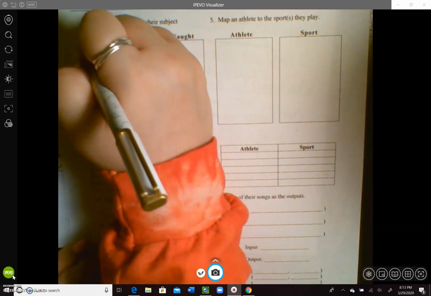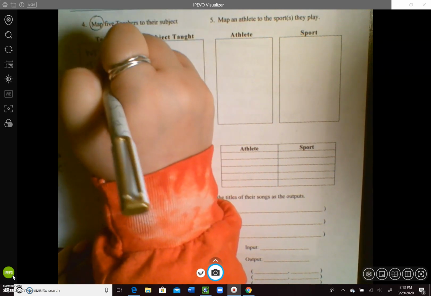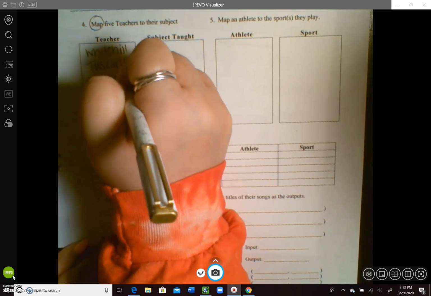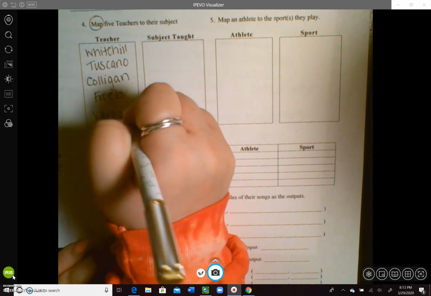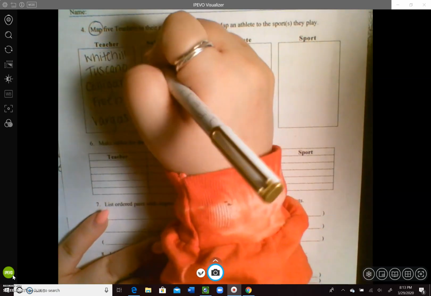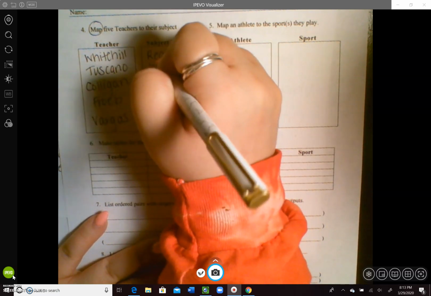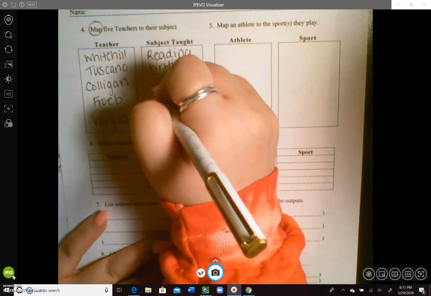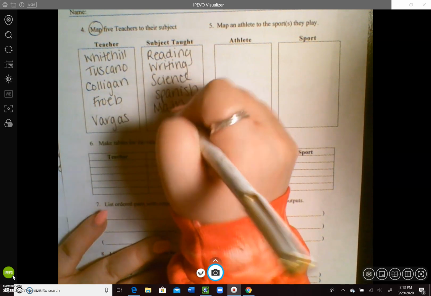So let's list off 5 of the teachers that you guys know. You got Miss Whitehill. You got Mrs. Toscano. Miss Colligan. Mrs. Frobe. And Miss Vargas. Okay, there's 5 teachers on the 8th grade team. Let's write some subjects that they might teach. Reading, writing, science, Spanish, math, social studies.